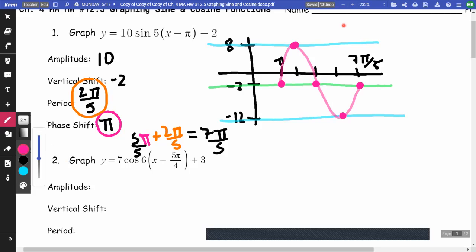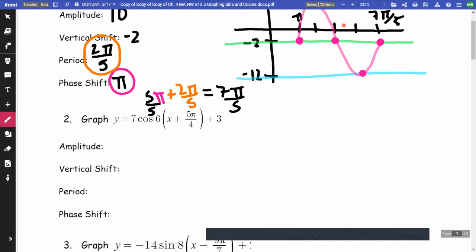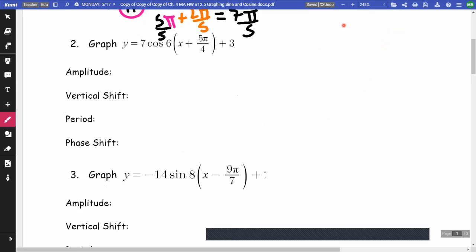Okay, on number 2. Okay, so we're dealing with a cosine here. So my amplitude is 7. My vertical shift is 3. My period is going to be 2 pi over 6, which is going to be pi thirds. And my phase shift is -5 pi fourths.